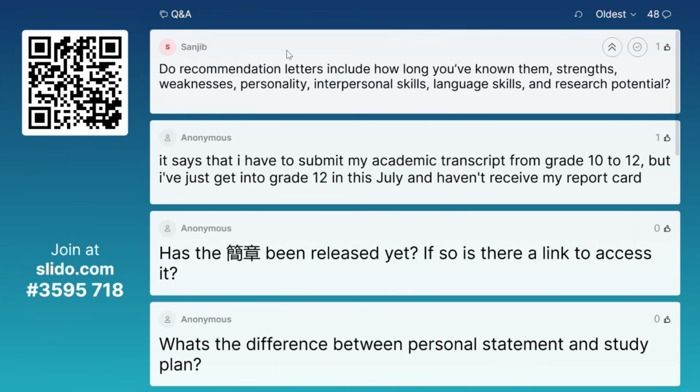Does the recommendation letter include how long you have known them, strengths, weaknesses, personality, skills? I think it really depends, because the recommendation letter is supposed to be written by someone who knows you, like your teacher. You can ask them to write about it, and the content is really up to them. But the teacher has to say good things about you.